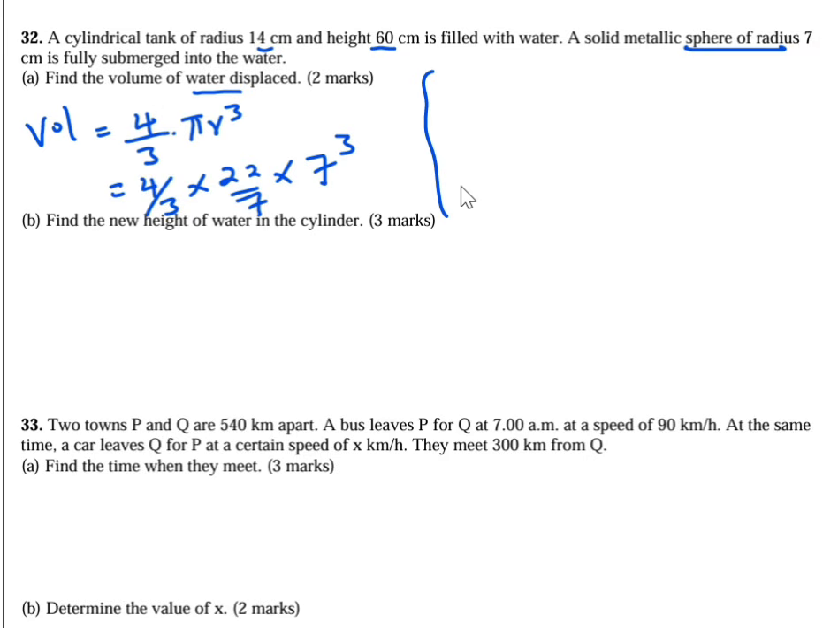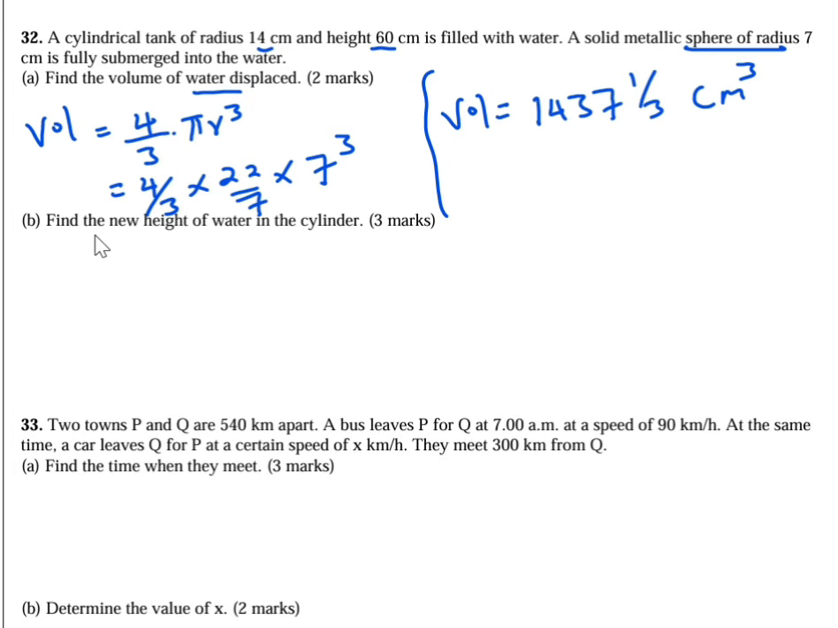So the answer is 147. So the volume of the sphere, or the water displaced, is 1437 and 1/3 cubic centimeters. So 1437 whole and 1/3, or you can say it is 1437.33. So this is the answer to part A.